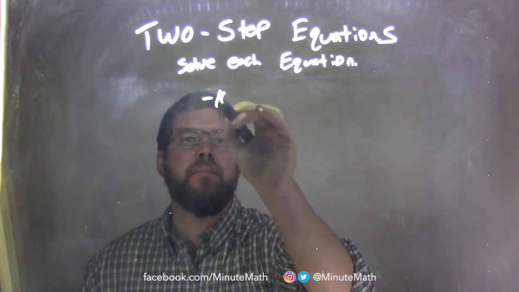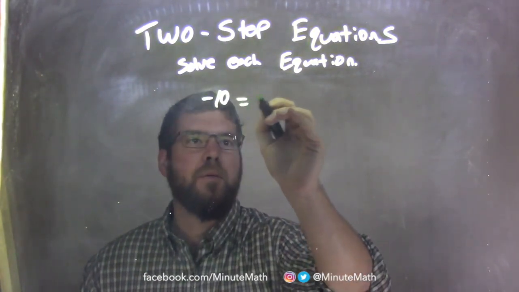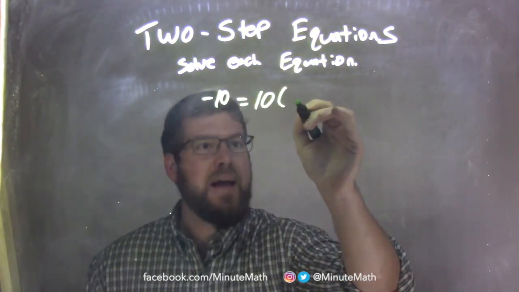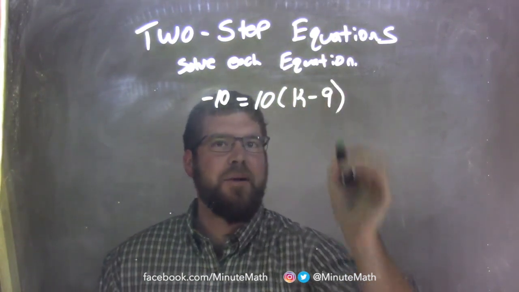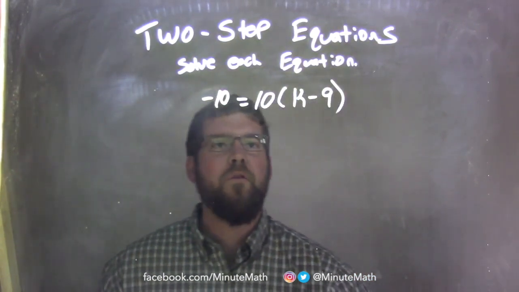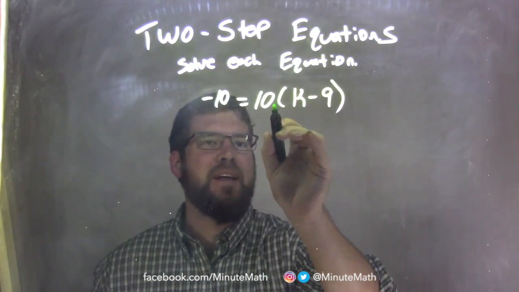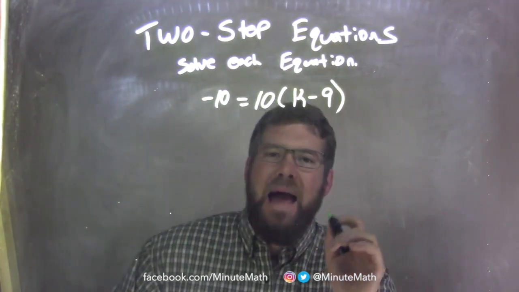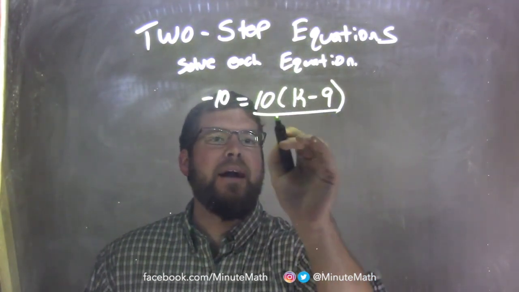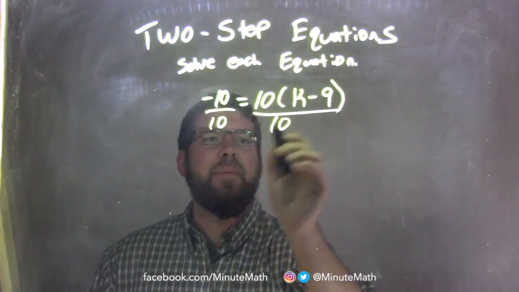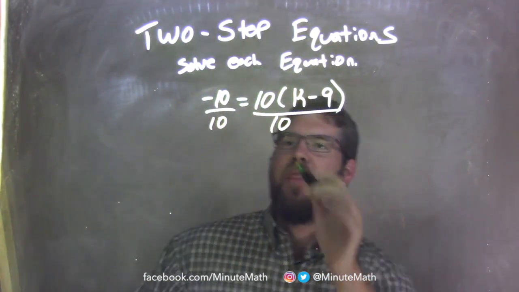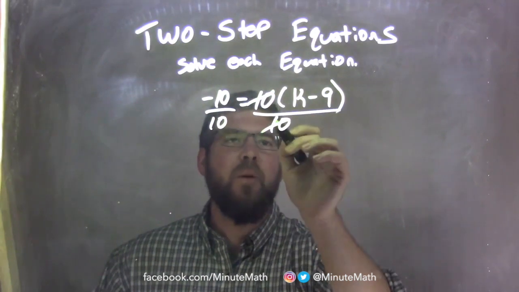M equals 10 times k minus 9. Okay. Well, my first step here is I see there's that multiplication outside the parenthesis. So I'm actually going to divide by 10 first. The opposite of multiplication is division. This allows me to cancel these 10s out, leaving a 1 there.